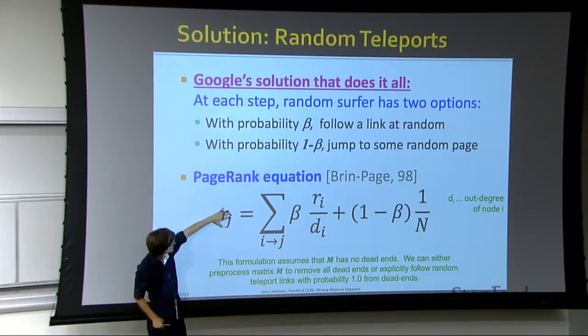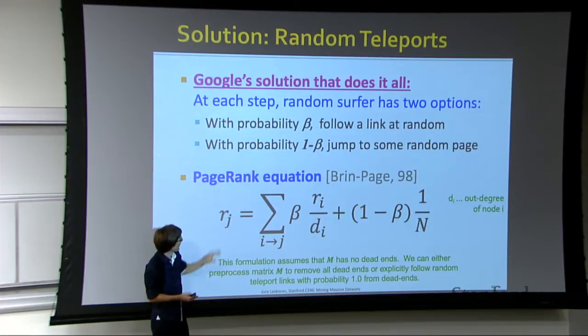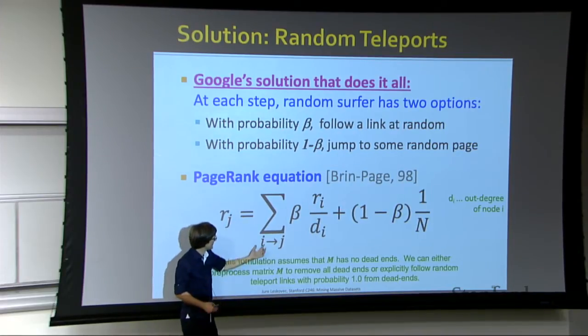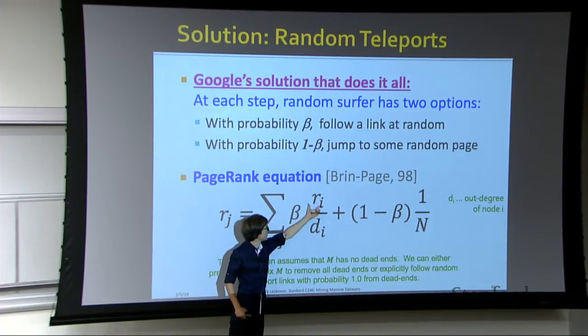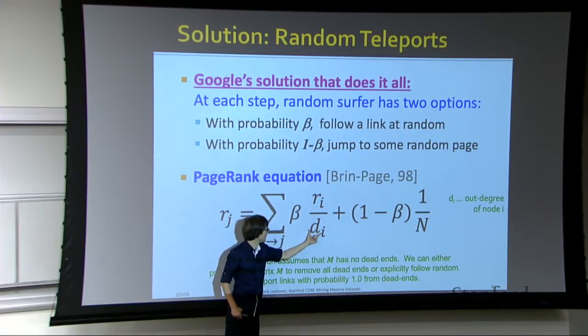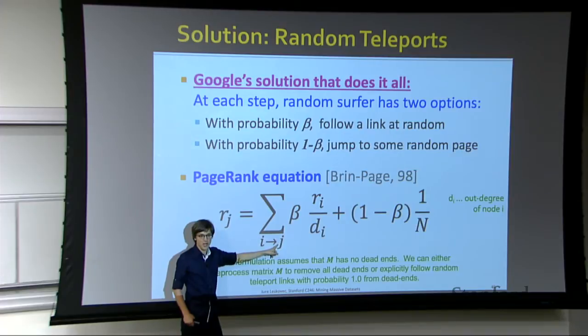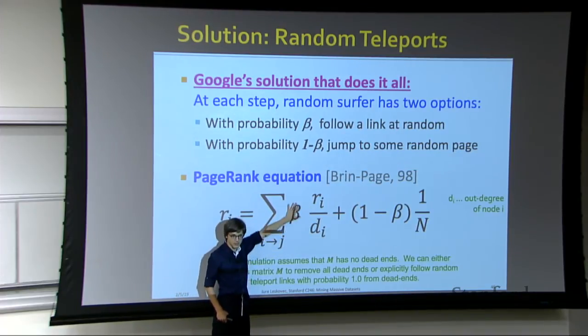So we say, what's the score of page J? You say, the score of page J is the probability of a random walker being at node I, picking a random link, and navigating to node J. But the random walker does that with probability beta. So that's why we multiply here with beta.